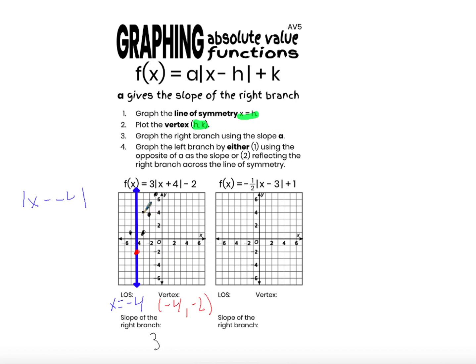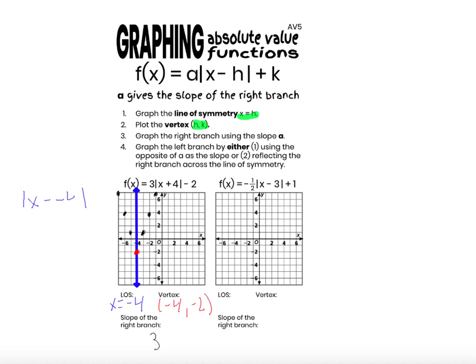This point is 2 to the right of the line of symmetry, so I can go 2 to the left of the line of symmetry, and so on. 3 to the right, 3 to the left. So I could have just gone up 3, back 1, up 3, back 1, or I can reflect my right branch over the line of symmetry.